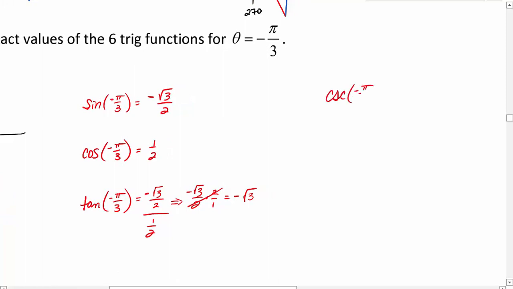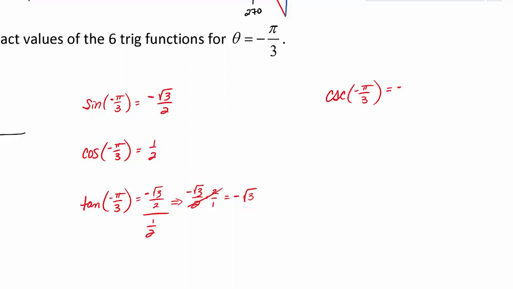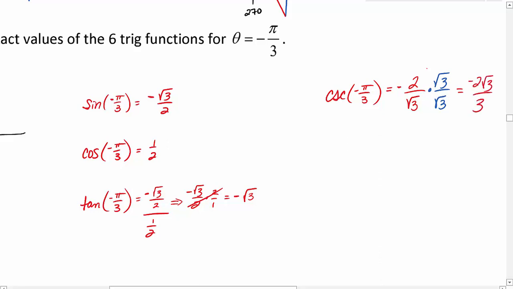Cosecant of negative pi over 3 is going to be the reciprocal, which is negative 2 over square root of 3. This will need to be rationalized, multiplying top and bottom by square root of 3 over square root of 3. Cosecant of negative pi over 3 will be negative 2 square root of 3 over 3.